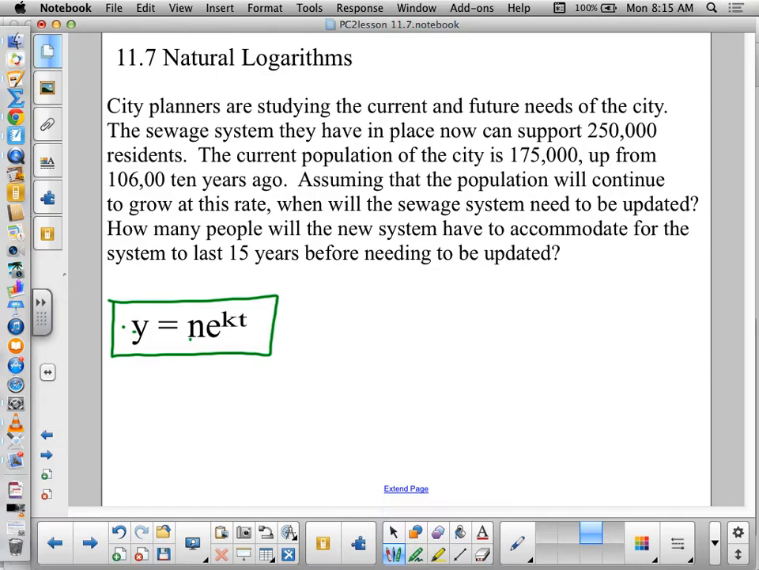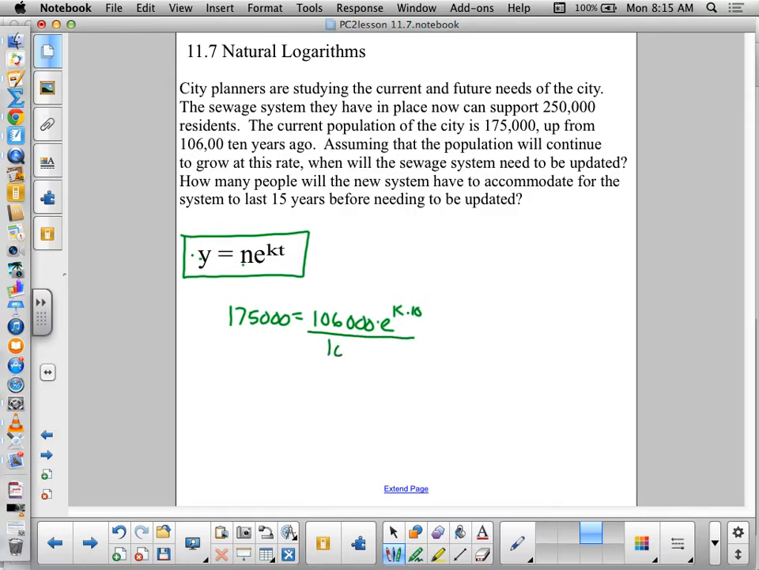So first we have to figure out what's the rate of growth. Obviously, our city is growing. It went from 106,000 10 years ago to 175,000 now. So if we're at 175,000 now, we're at 106,000 10 years ago times e to the k, which is unknown, times 10. So to find the constant, I'm going to have to divide through by the 106,000. Thousands cancel off to reduce that. So 175 divided by 106 equals e to the 10k.